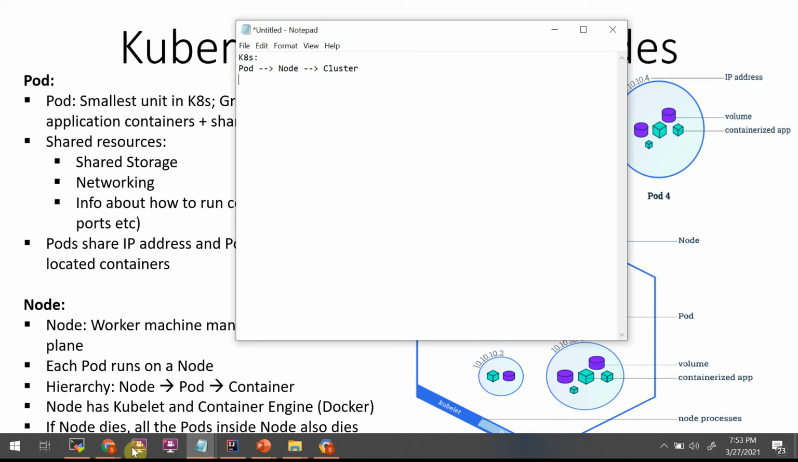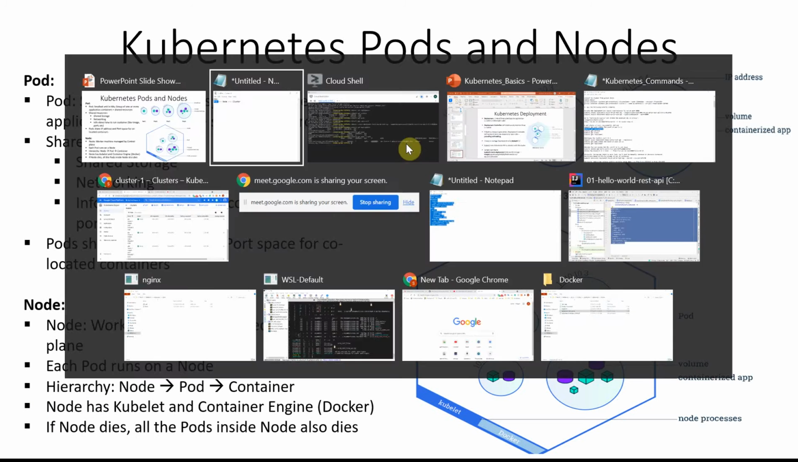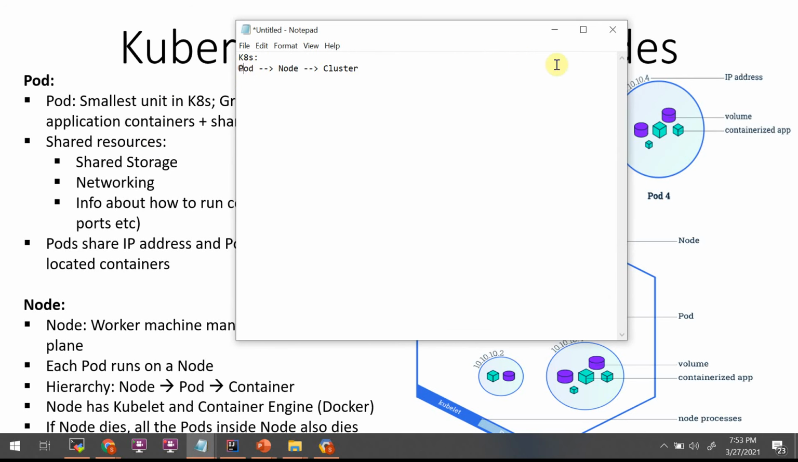So the cluster is a parent. A cluster can have multiple nodes, and each node can have multiple pods. So it's just a hierarchy. And again inside a pod, this is not a Kubernetes terminology, but there will be multiple containers inside a pod. So this is the hierarchy.